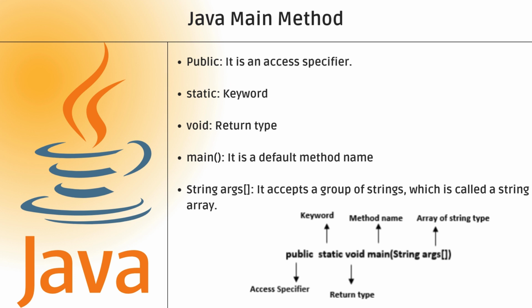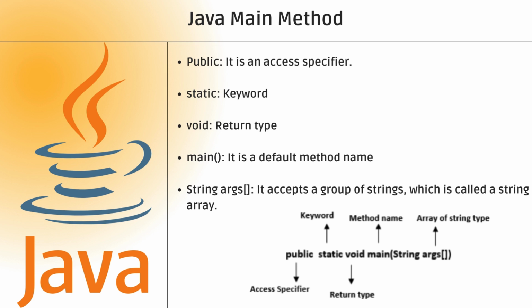Okay. The next term that we have is static. It's one type of keyword. By using this predefined keyword, you can make any method static. This Java main method is a static method by default. We should call the main method without creating any object. If your method is static, then we need not create any type of object.